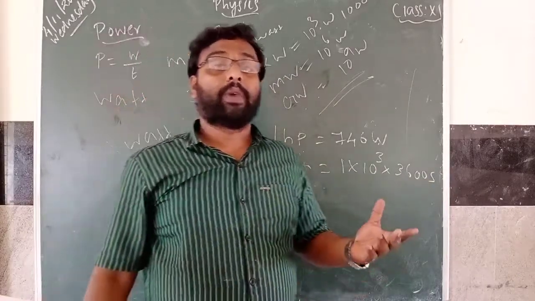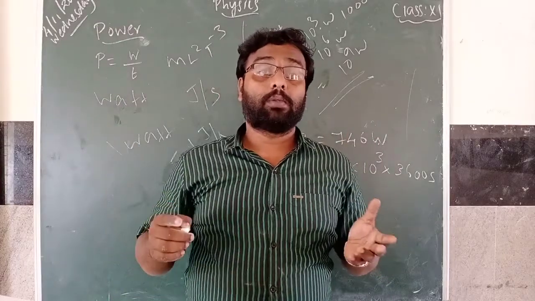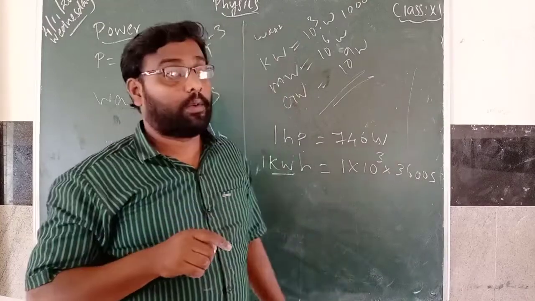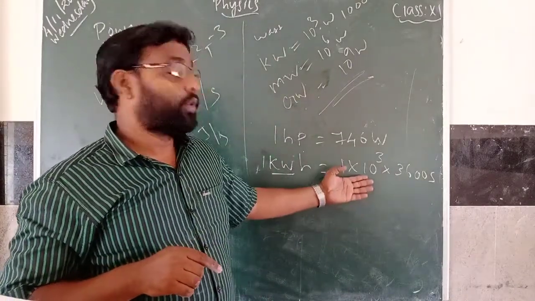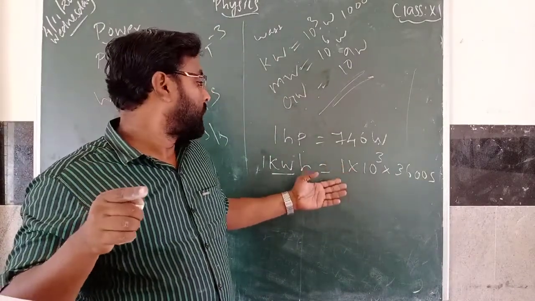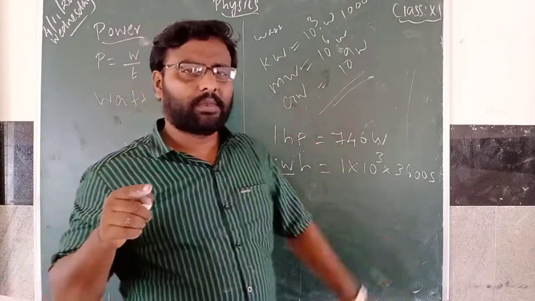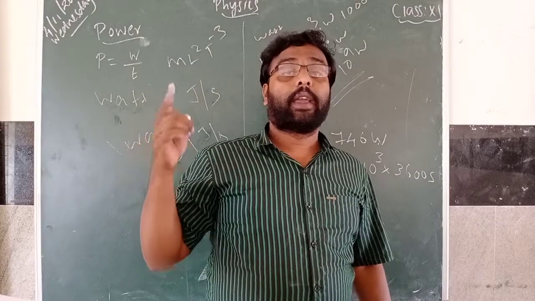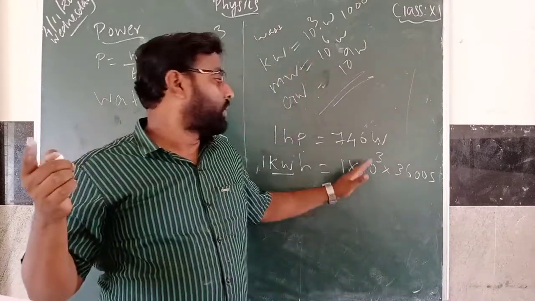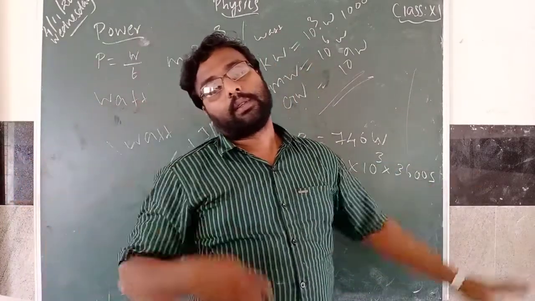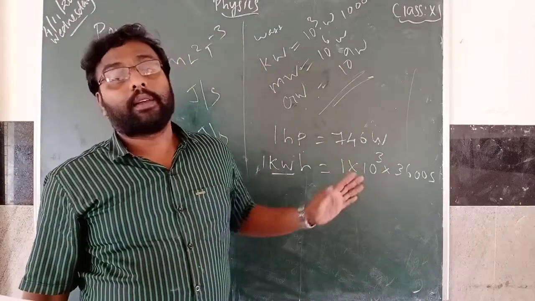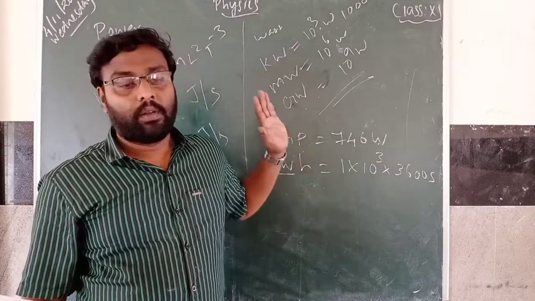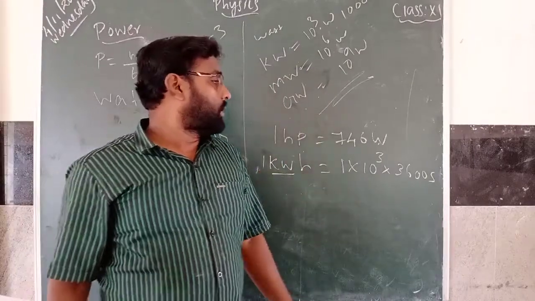You can see it in your meter. You can go and check in your house. Outside, the meter will have kWh, kilowatt hour, written on it. So maybe one day you used 8 units. So 8 into 10 to the power 3 into 3600, like that it will be calculated. So this is the power calculation.